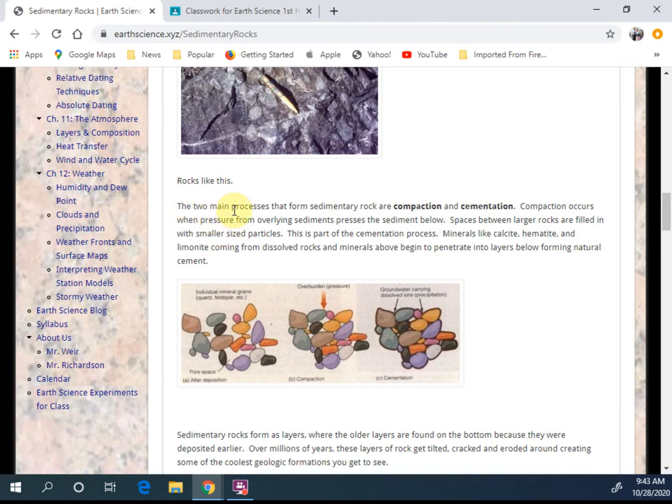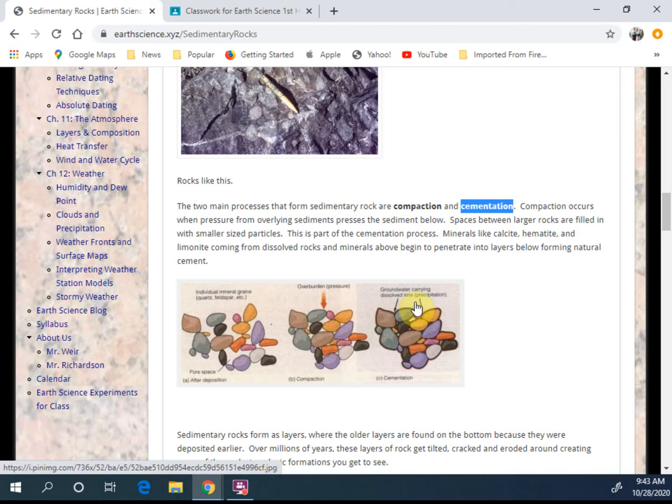There are two main processes that form a sedimentary rock. The first one is compaction, and then cementation. Really important. As shown in this diagram down here, loosely packed gravels get tightly packed due to overburdening pressures, and then the cracks or spaces called pore spaces between the grains get filled in with groundwater that carries dissolved ions that precipitate out, known as cement.